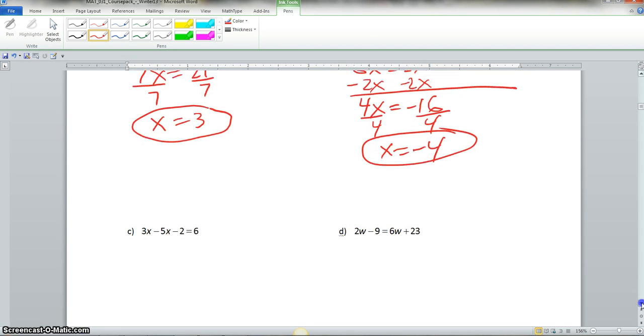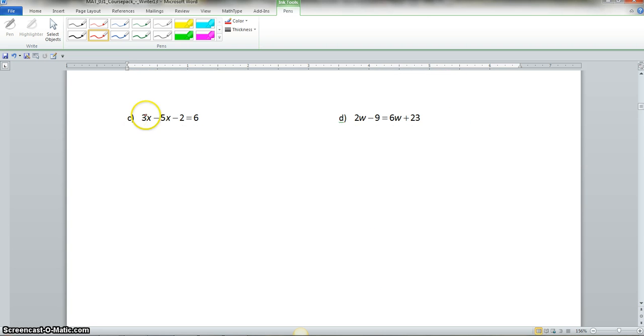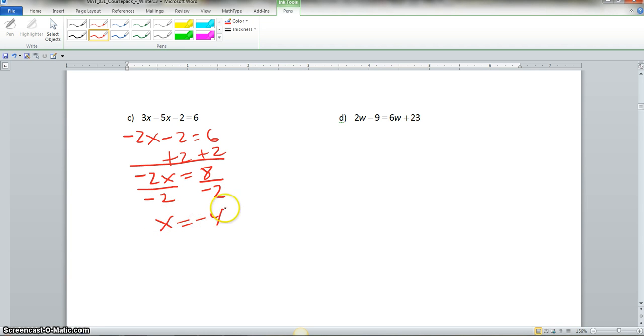Now we scroll down to C. Now if you notice here on the left hand side, we have some like terms that we need to combine. We have 3x minus 5x, which is a negative 2x, minus 2 equals 6. Now we just need to get the variable by itself. So first we will add 2 on both sides, and we will have negative 2x is equal to 8. Then we will divide each side by negative 2, and x is negative 4.